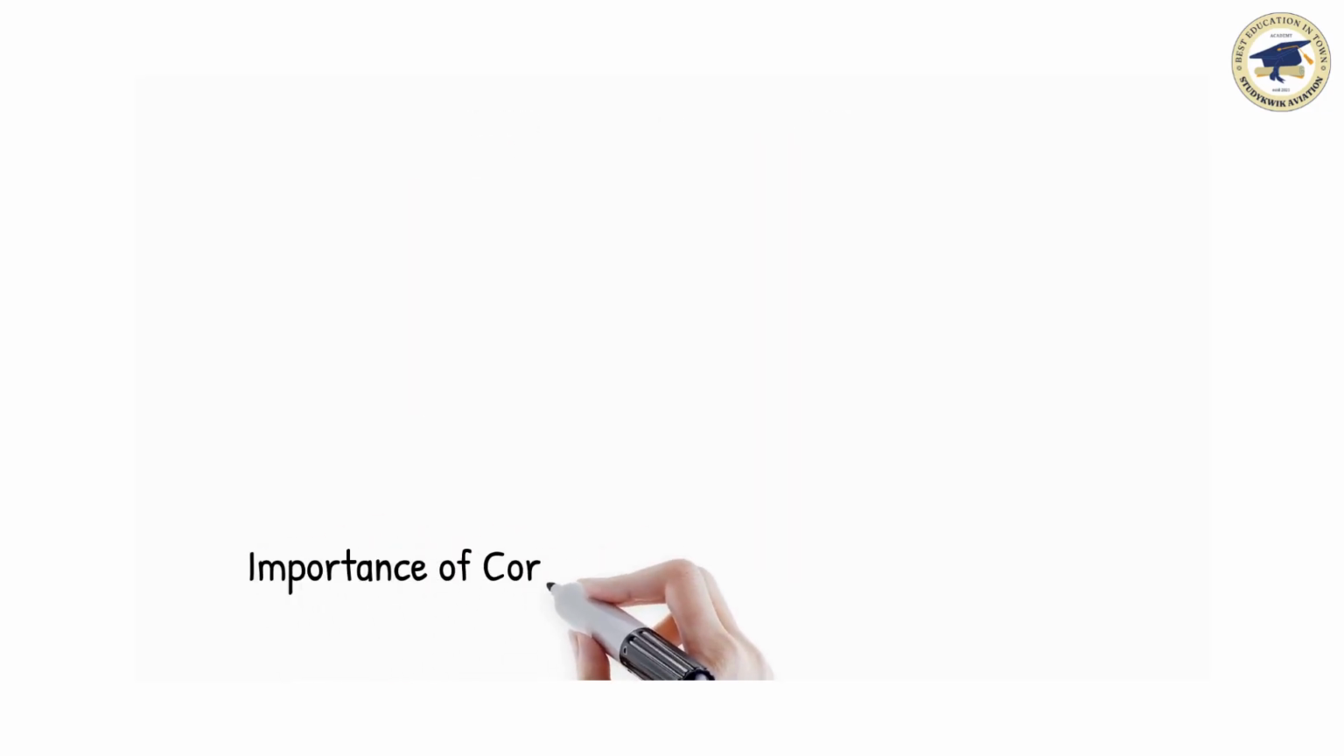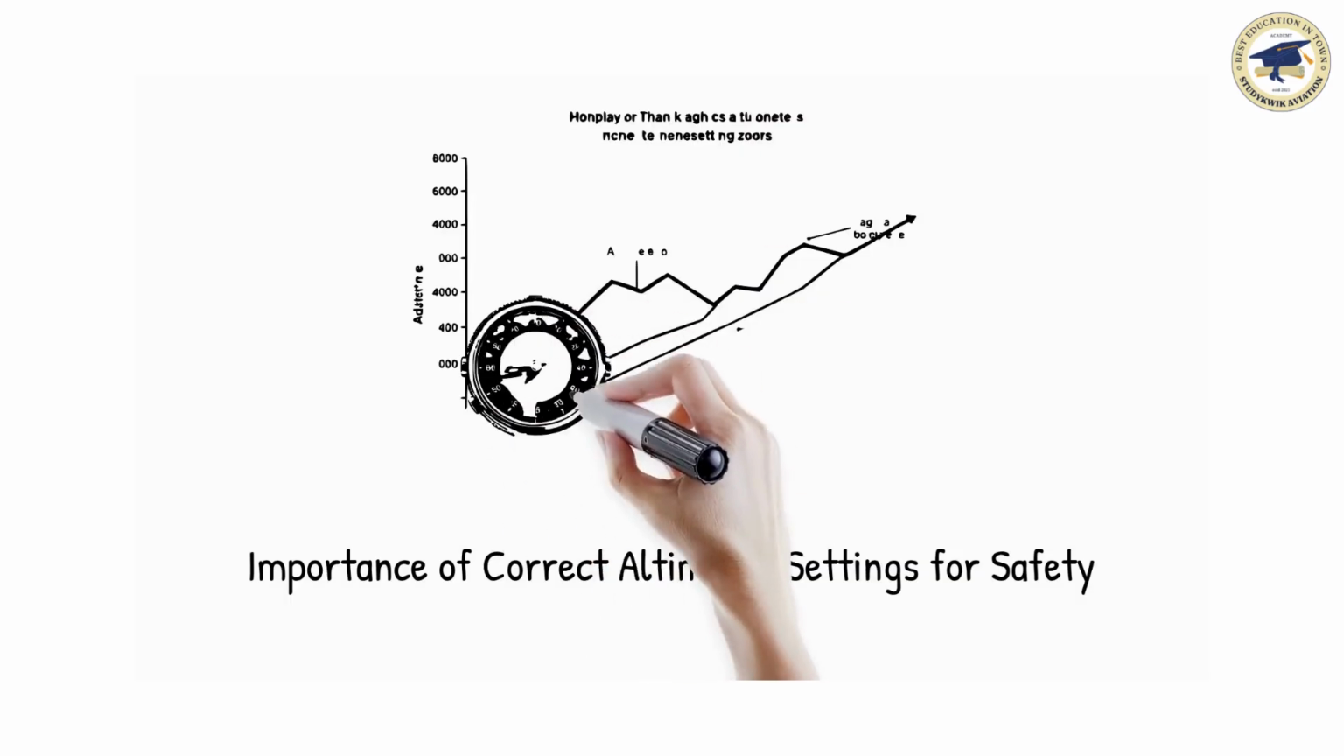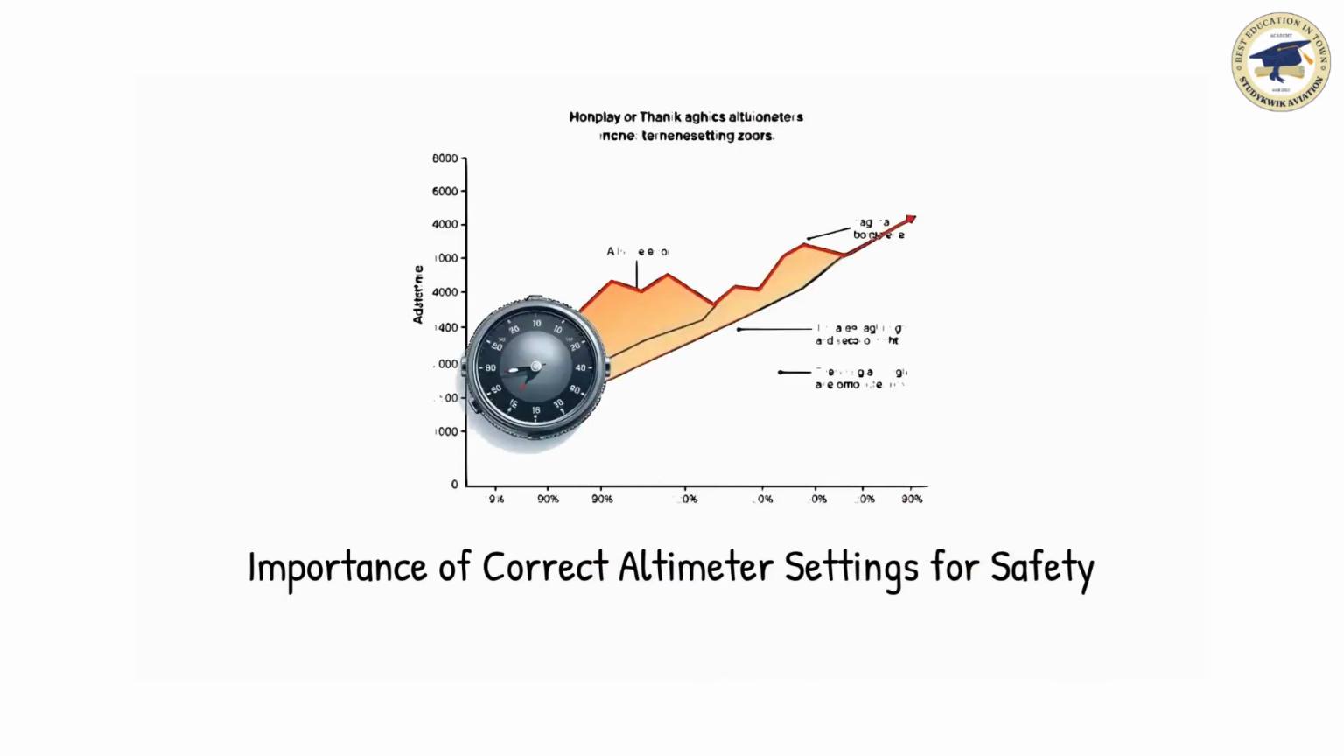Why accurate settings matter. Wrong altimeter settings can cause altitude errors. Flying too low risks terrain impact. Flying too high risks other aircraft separation. Correct settings keep you safe.